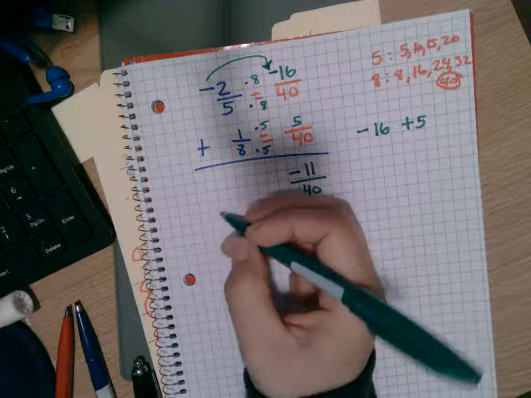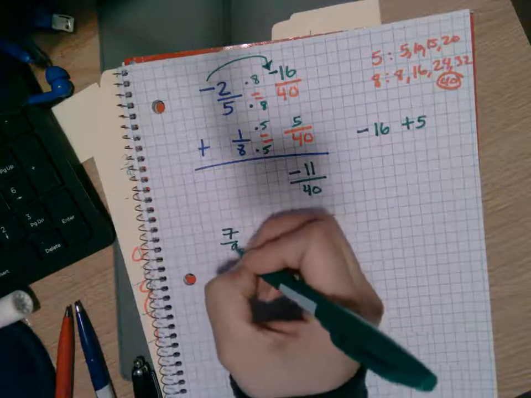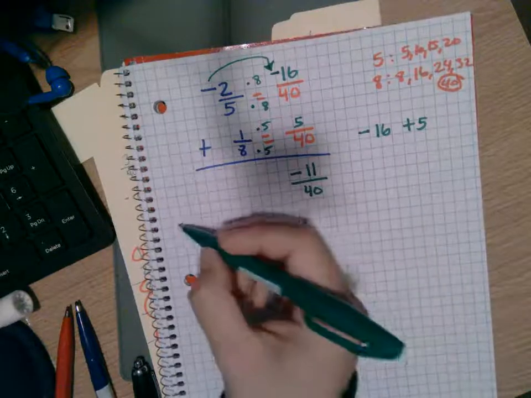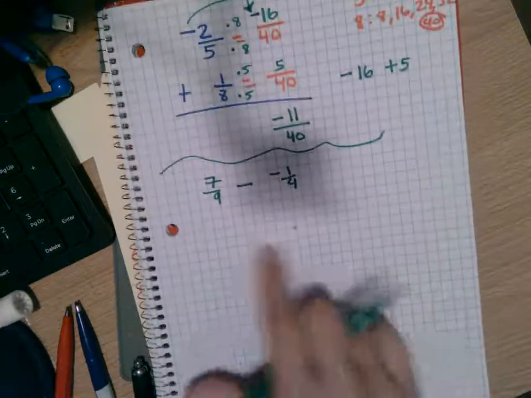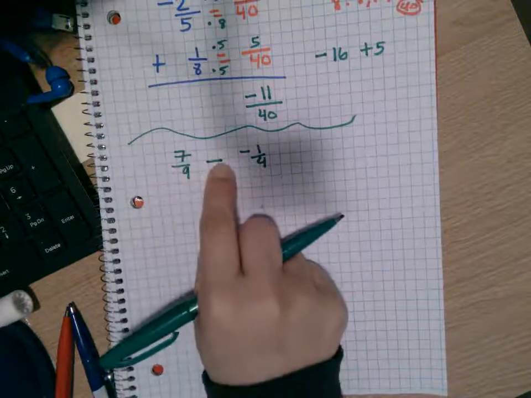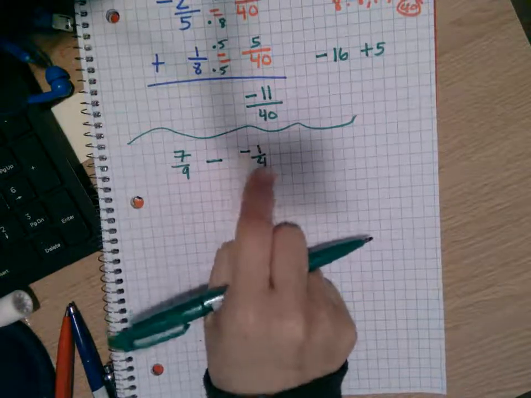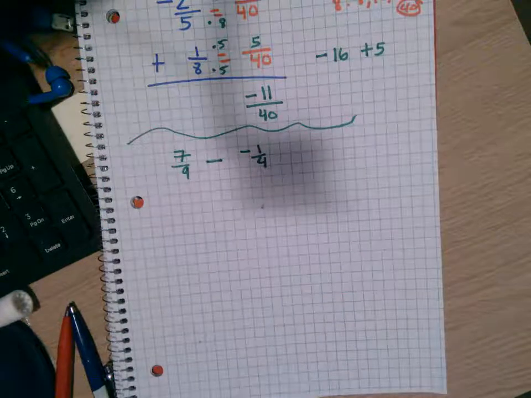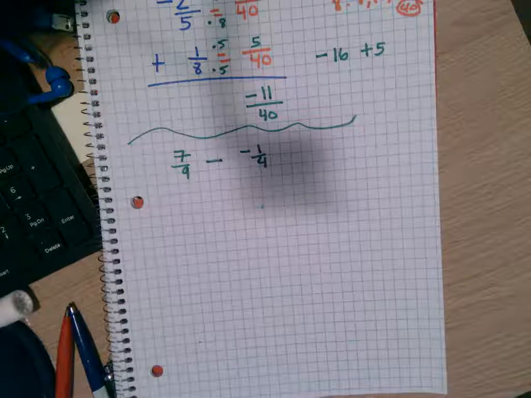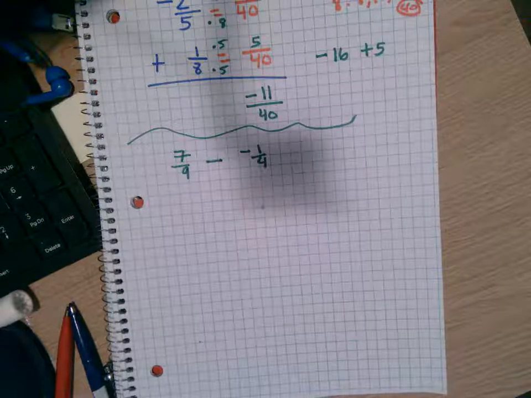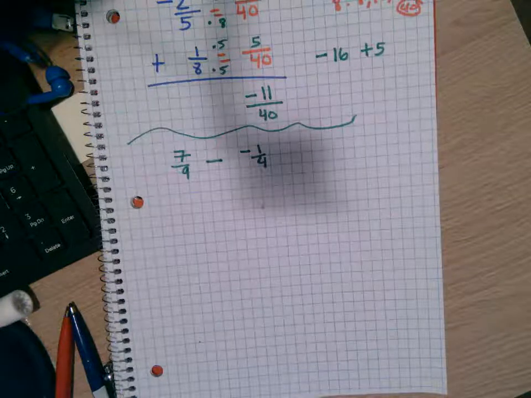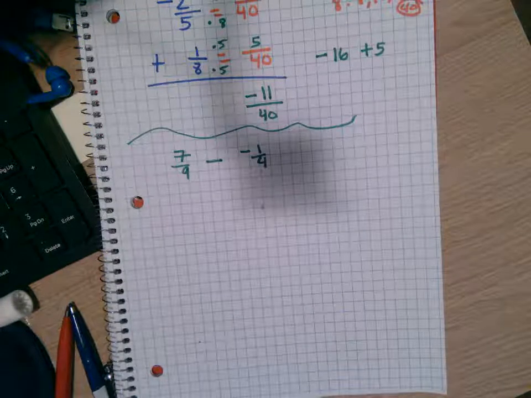Now I'm going to start off by writing the problem horizontal for a reason. I actually don't like writing fractions horizontal, but there's a reason I have to start this one horizontal. Okay, so 7/9 minus a -1/4. We're going to have some huge problems right now. It's the second number, not the first number, that has a negative on it. It's a minus. It's a subtraction problem.